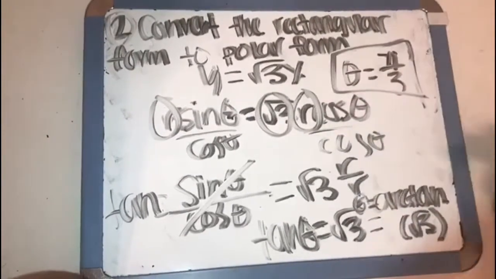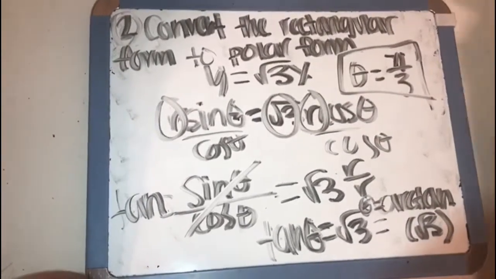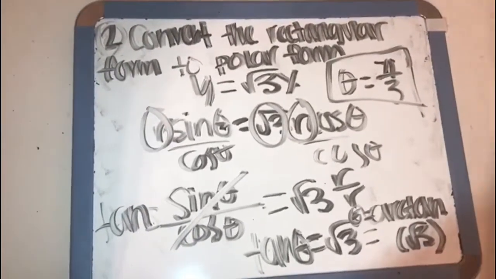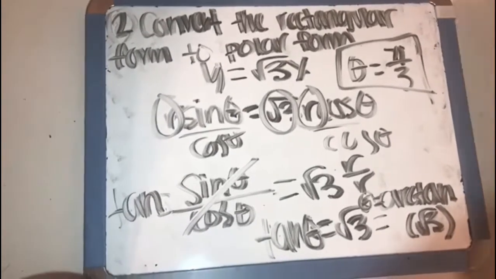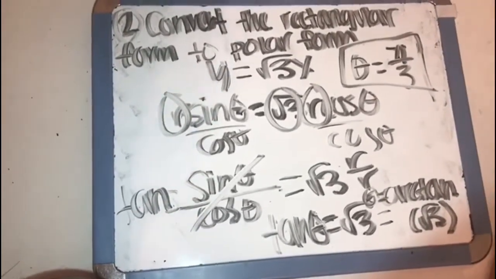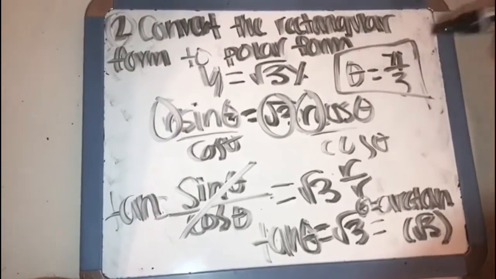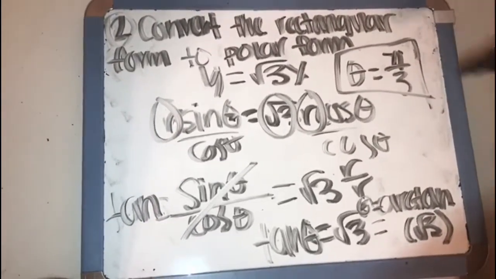And then just try simplifying everything, and reverse it to arctangent or arccosine or arcsine, it doesn't really matter. It depends on what question you have, and then you will get your answer. So basically, in summary, the answer for this problem is theta equals pi over three.